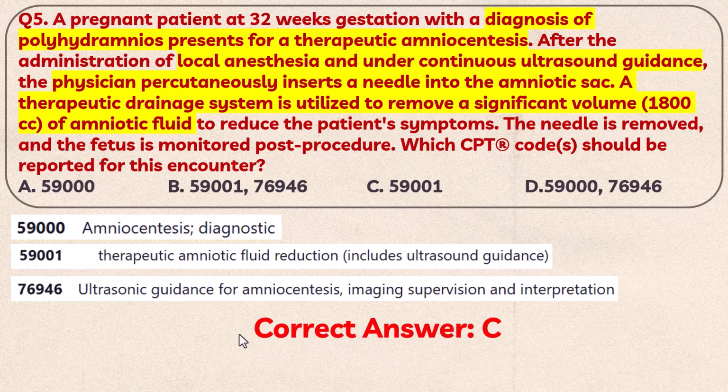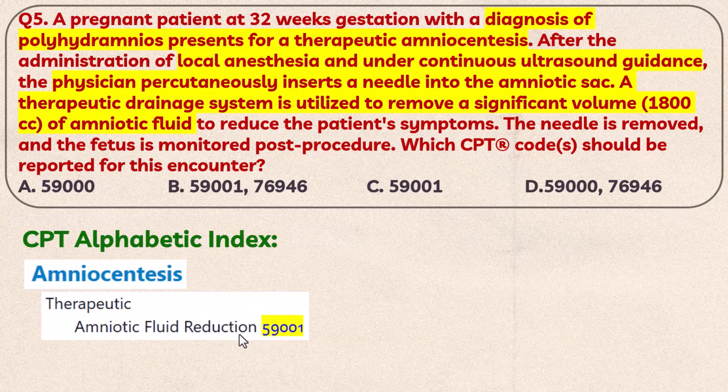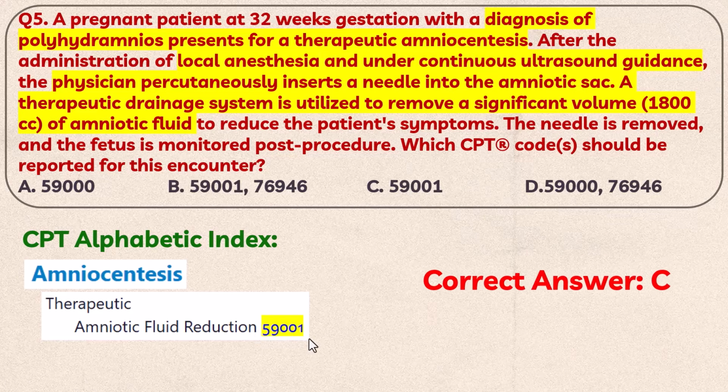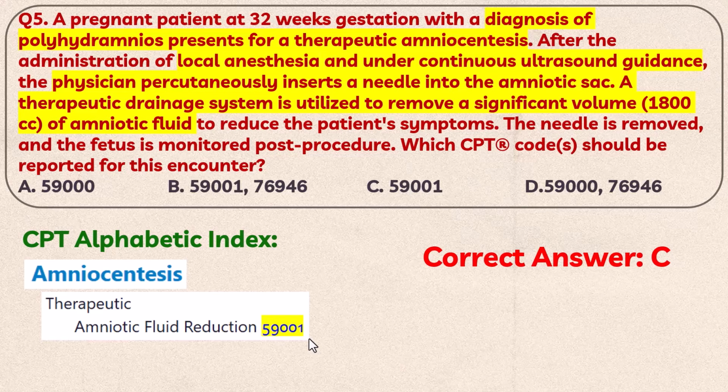So if you encounter this case in a real working world, you have to use the CPT alphabetic index. In the CPT alphabetic index, you have to search for the main term, that is amniocentesis, and the subterm therapeutic. In the therapeutic, you can see amniotic fluid reduction, that is 59001. Go back to the tabular list and confirm the answer. Once you confirm, the correct answer is answer C.